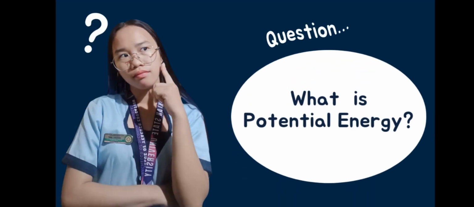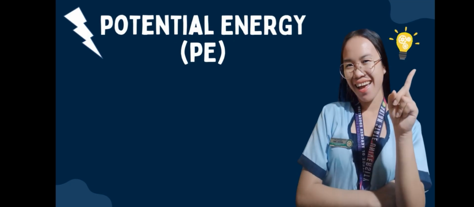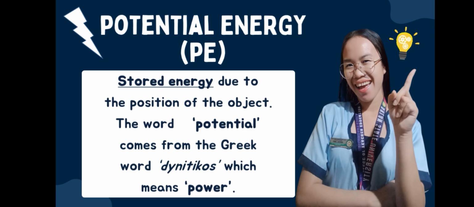What is potential energy? Contrary to kinetic energy, potential energy, or PE, is defined as the stored energy due to the position of the object. We call it potential energy because it has energy that is ready to be released. The word potential comes from the Latin word potentia, which means power. There's something inside, but it's not moving, or not yet moving.